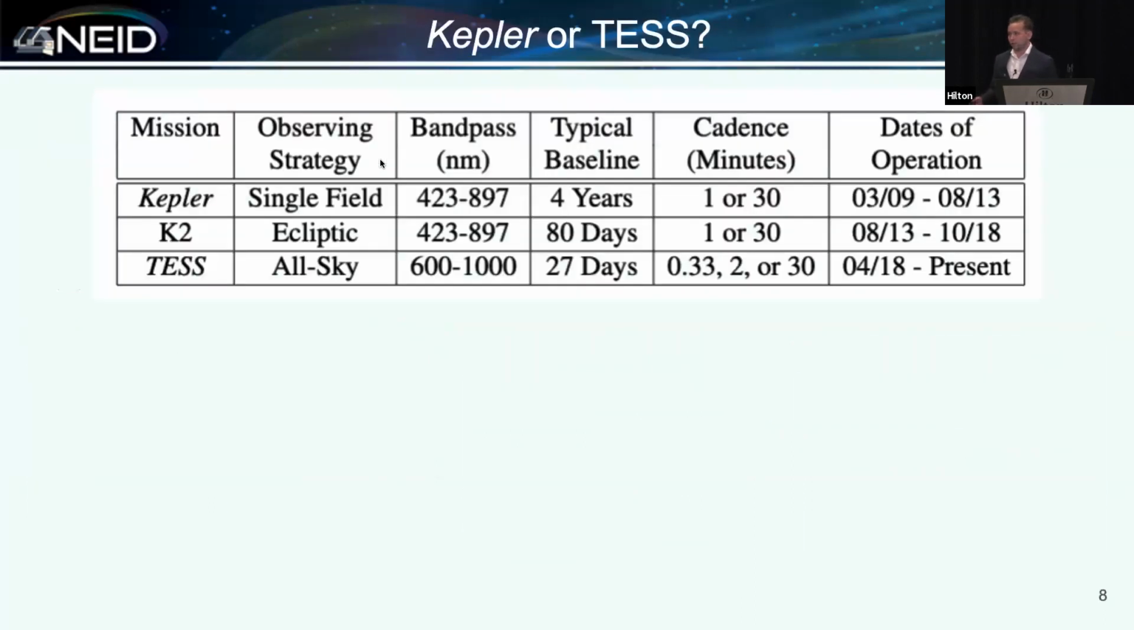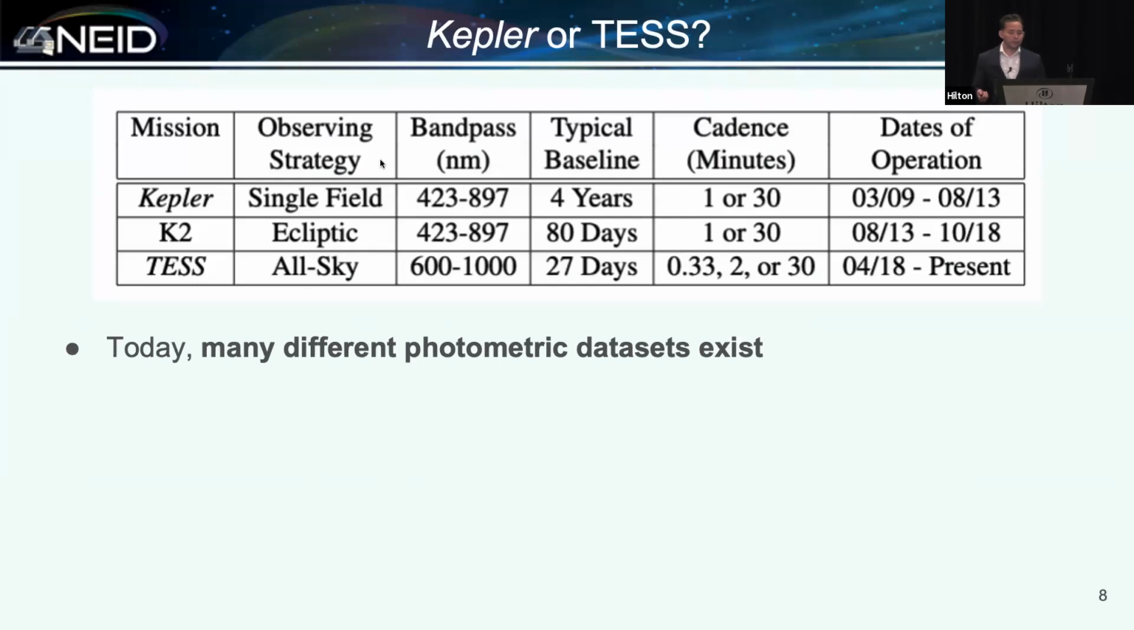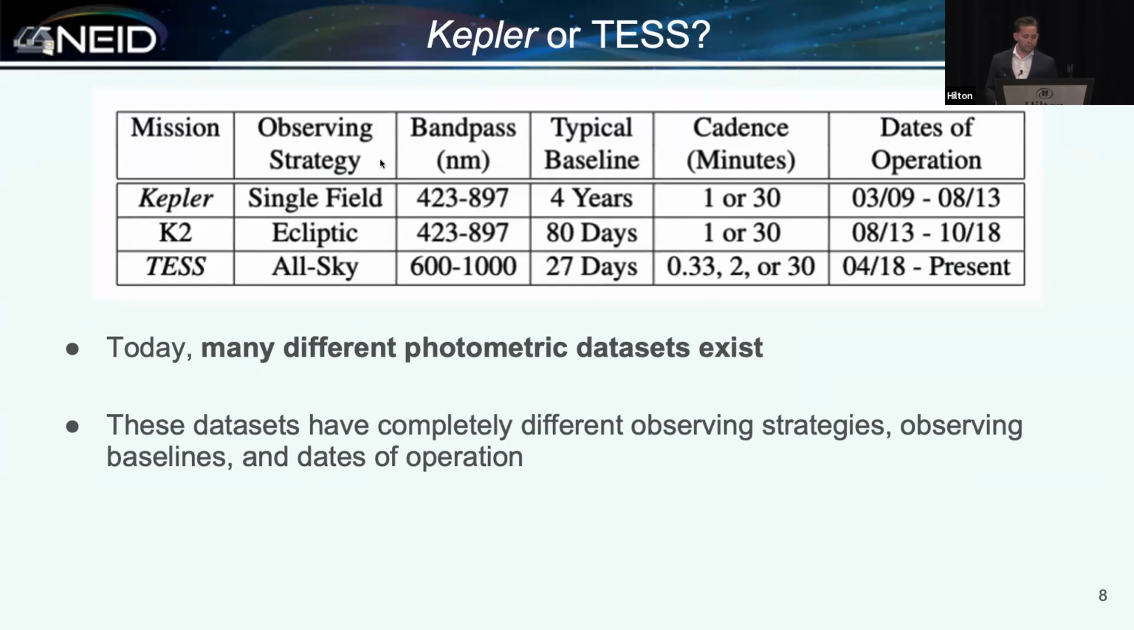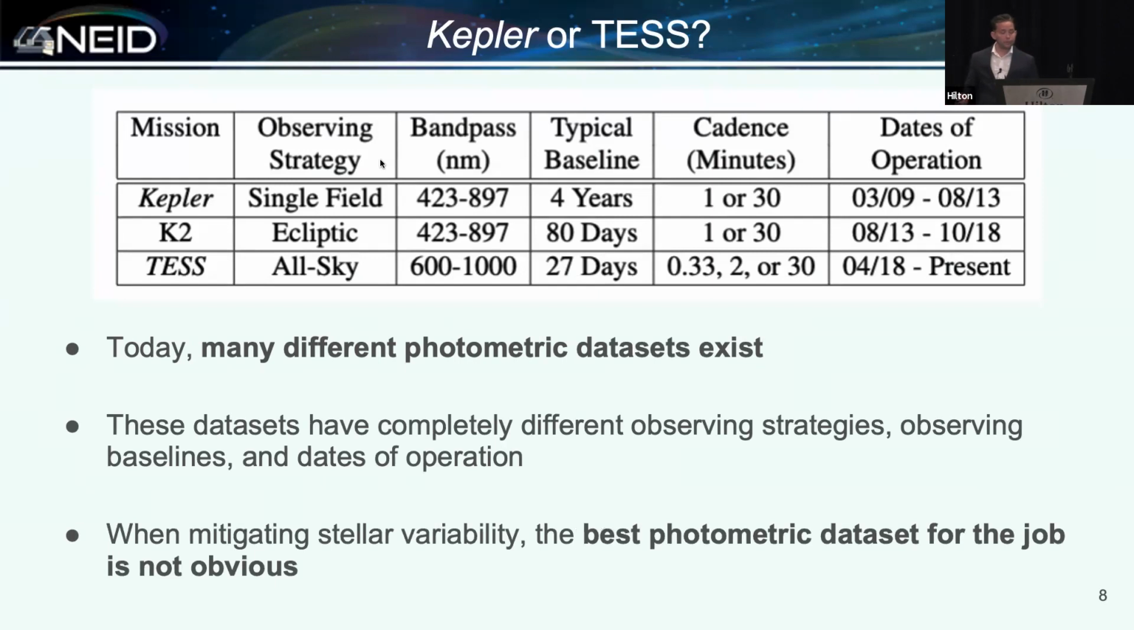Now, to make things worse when we're dealing with photometry in RVs, the optimal photometric data set is not always clear. I include a little summary of Kepler, K2, and TESS, which are not the only photometric data sets in town, but they are commonly used ones. Now, these data sets, as you can see, and many people here know, have a lot of differences. They were taken at very different times. They have very different precisions, band passes, and perhaps most importantly, observing baselines and observing strategies. This can have a big effect on how we want to use these when dealing with radial velocities.